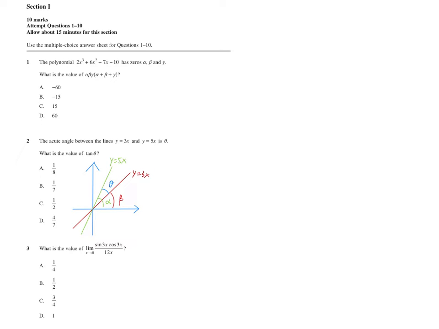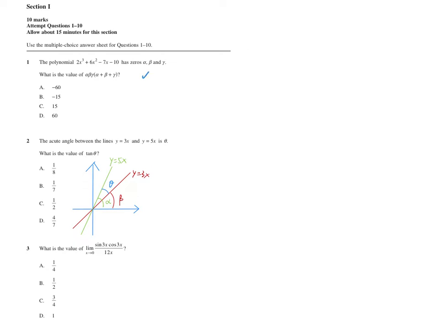This question is about a degree 3 polynomial. The question tells you that alpha, beta, and gamma are the zeros of this polynomial, and asks for the value of the product and sum.